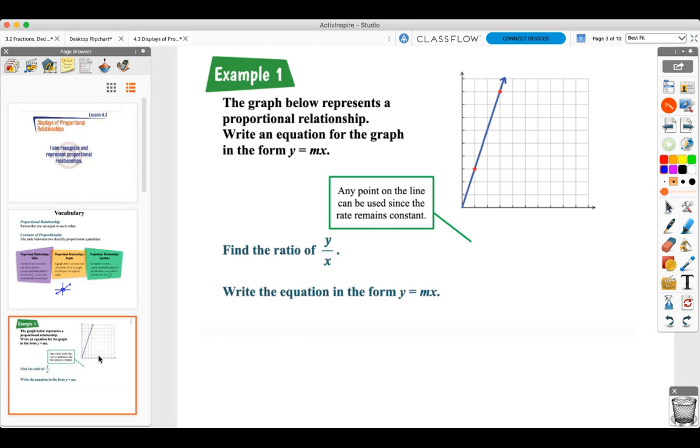So the graph below represents a proportional relationship. Write an equation for the graph in the form of y equals mx. So find the ratio of y over x.